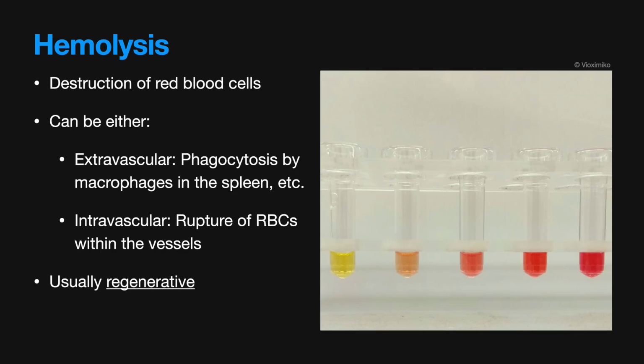Our next H is hemolysis. This refers to destruction of red blood cells. Hemolysis can either be extravascular or intravascular. Extravascular refers to phagocytosis by macrophages in the spleen, liver, and bone marrow. Intravascular refers to rupture of red blood cells within the vessels. Most cases of hemolysis are regenerative.